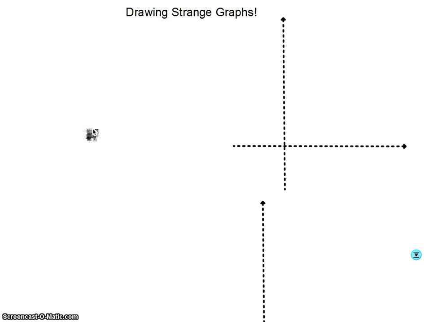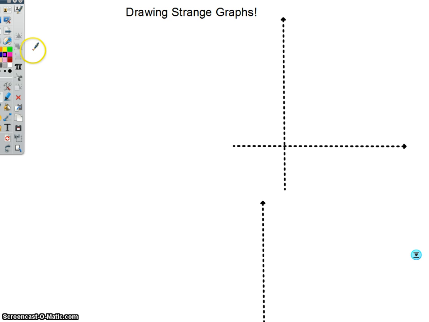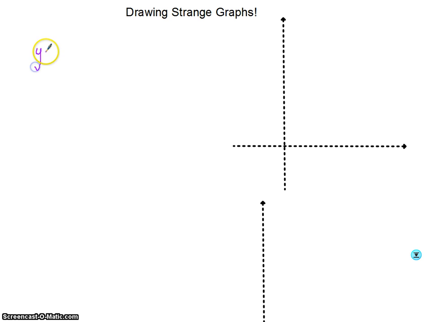Okay, so what I thought we'd look at is drawing a few strange graphs, give a couple examples, and then give you a few that you can have a go at yourself. So here we go. Let's look at first of all y equals 1 over x squared.